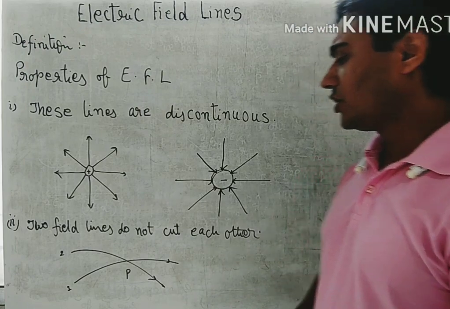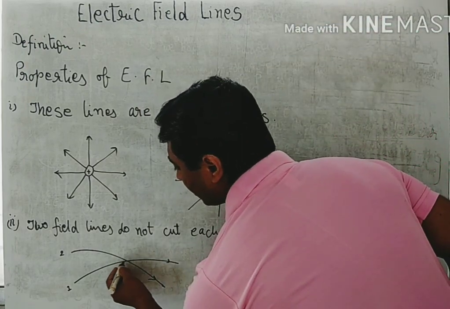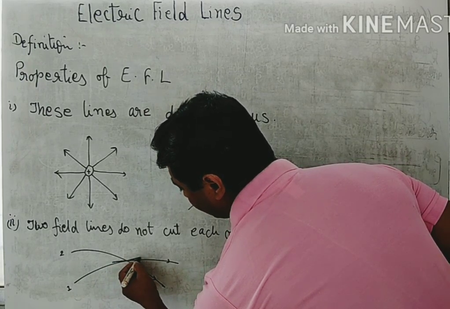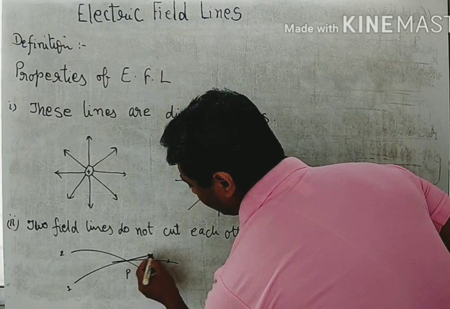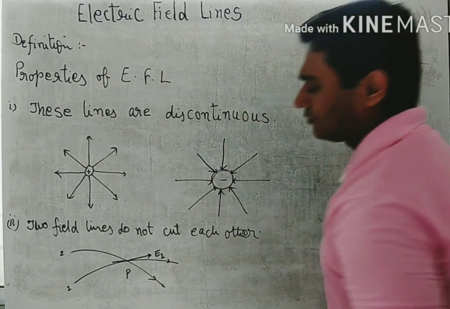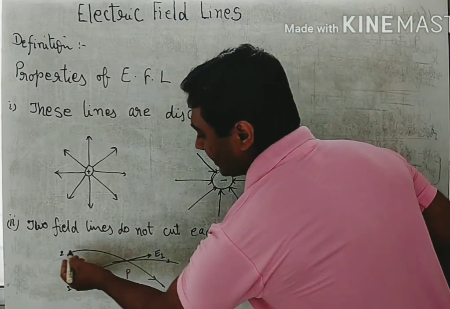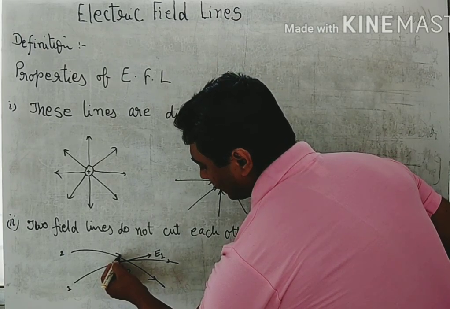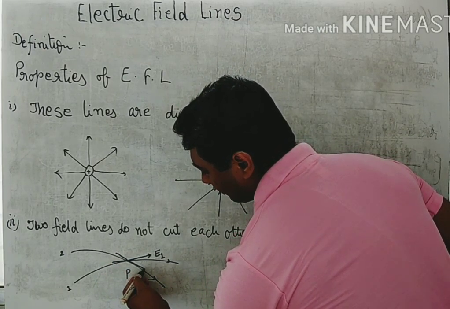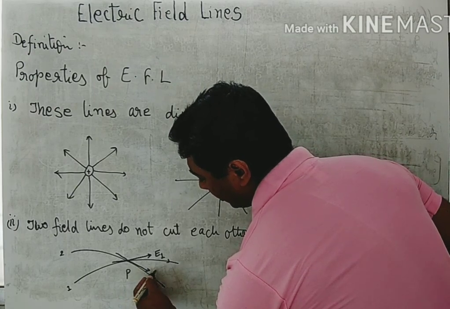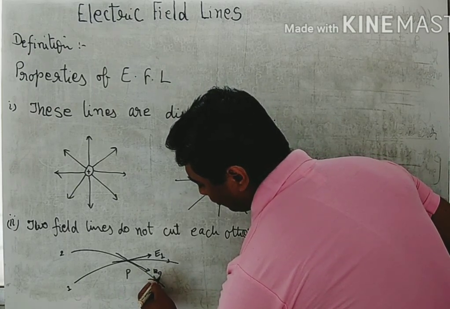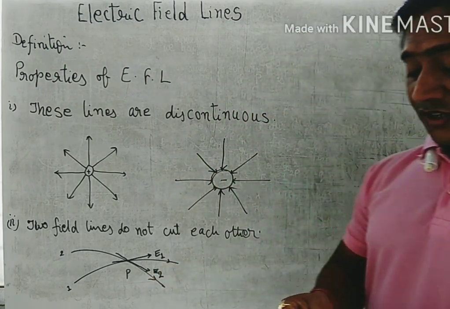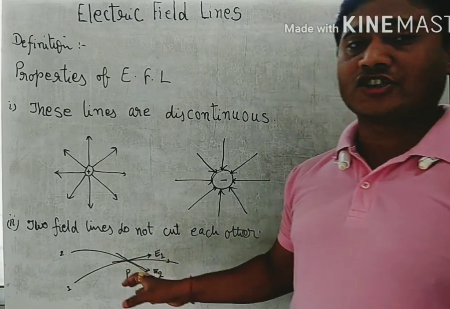So if we use that property and draw a tangent on the first line at this point, just to have the direction of electric field at this point, it is going to be along this. Let me represent it by E1. Now on the second field line at this point only, if we draw another tangent at point P, just to have the direction of the electric field at this point of the second field line, it is along this. So this condition is actually impossible.